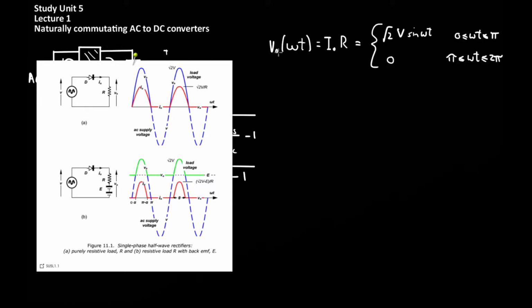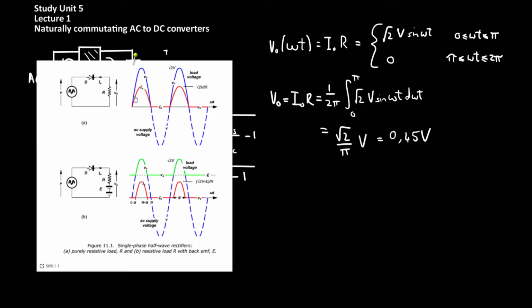So for the single phase case, Vout is defined by the following equation. Vout as a function of omega t equals the output current, I0, multiplied by the resistive load. The AC signal has two parts, a positive part of the cycle and a negative part of the cycle. There will be two states for this output voltage. The first will be root 2 multiplied by Vn multiplied by sine omega t for the first positive part of the cycle, and the output will be 0 for the second part of the cycle because the input is negative.